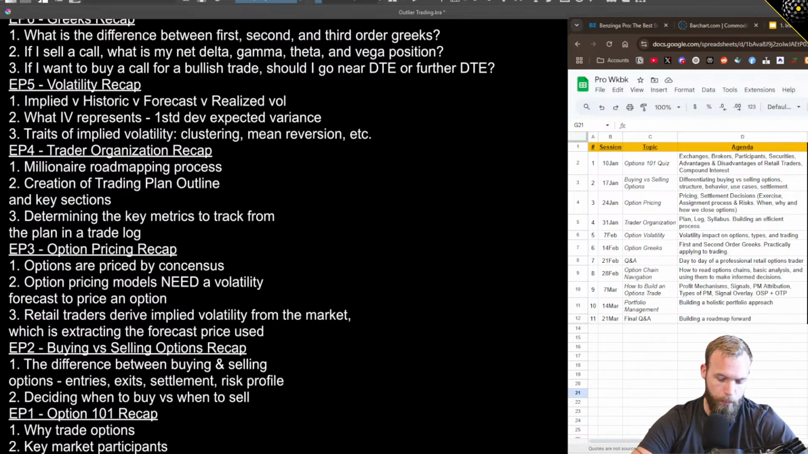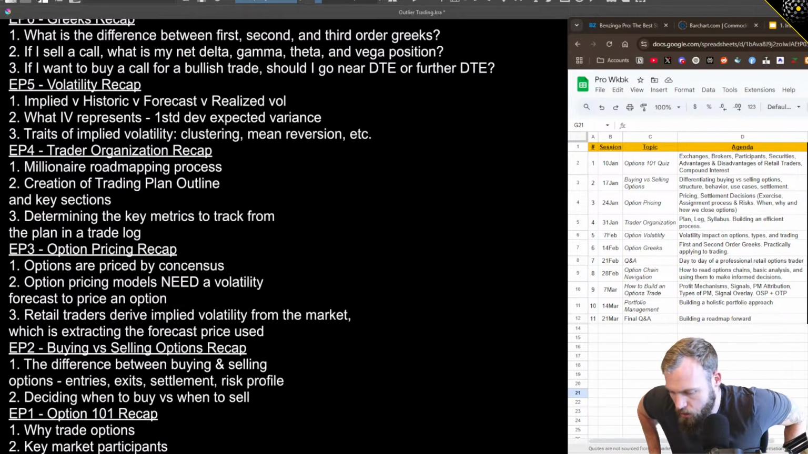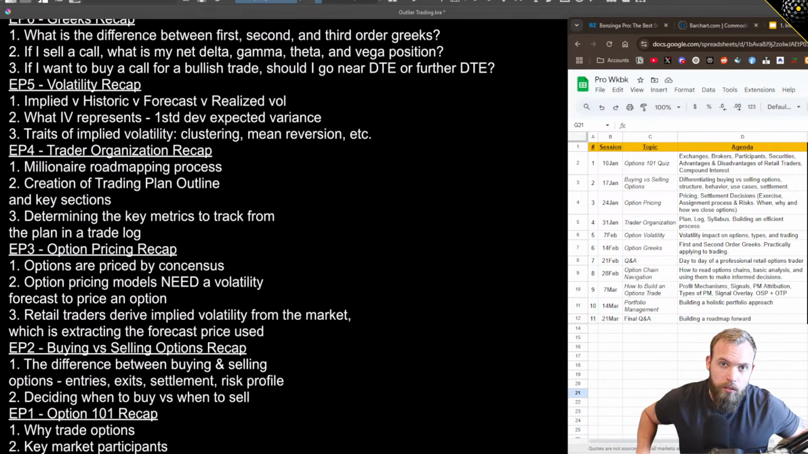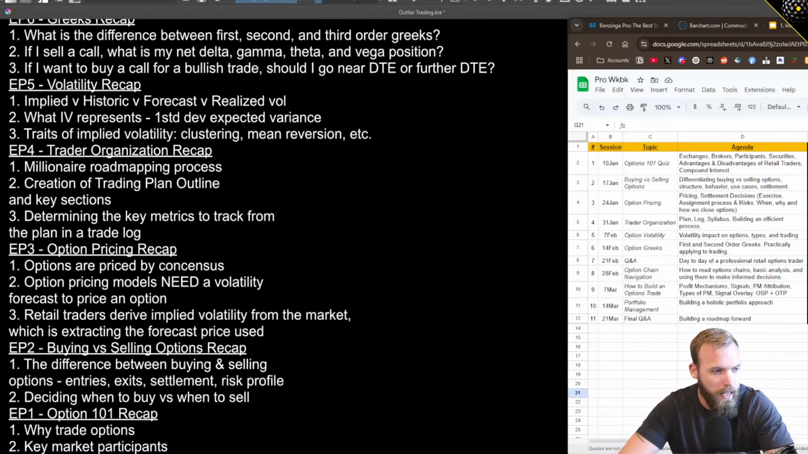Next up was pricing, understanding standard pricing models. The key takeaway from this is that when we're pricing an option, we know everything except one thing, which is implied volatility. The name of the game of options trading largely revolves around different expectations and ideas around volatility.